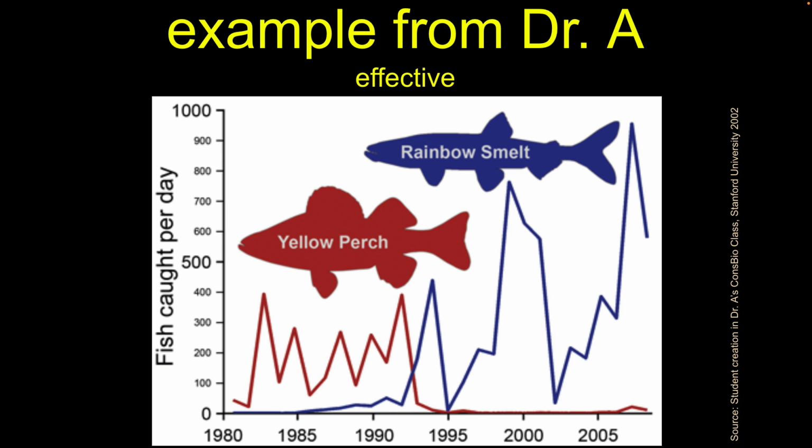There's a time period where the red fish, in this case a yellow perch, is abundant, and then that guy goes away, and the rainbow smelt, the blue fish, becomes dominant in the area. So I think this is an effective way of just showing the shift in these two species over time. Cool? Thoughts? Other thing, and it's okay if you guys disagree.